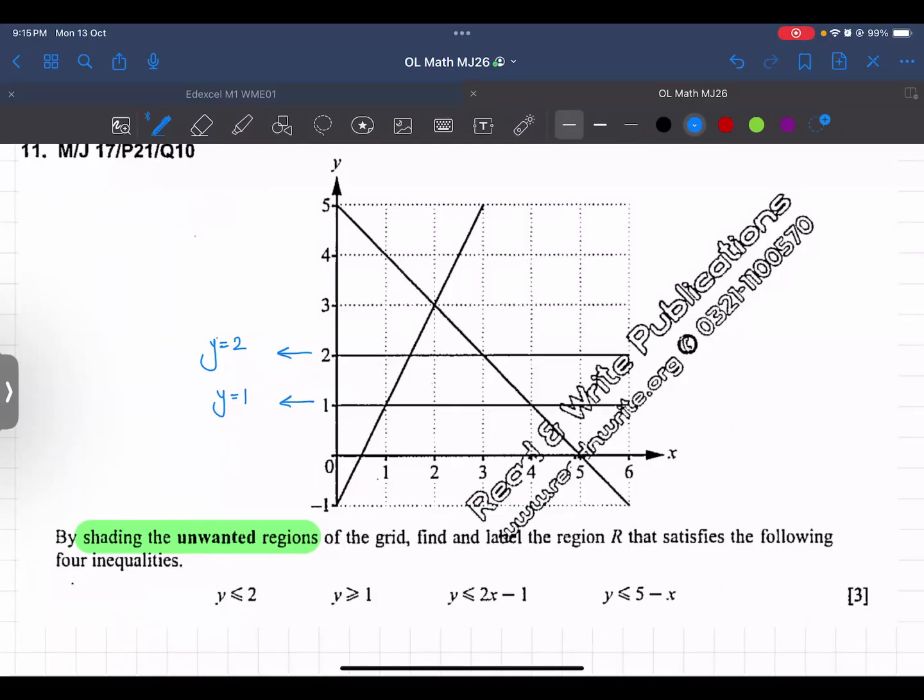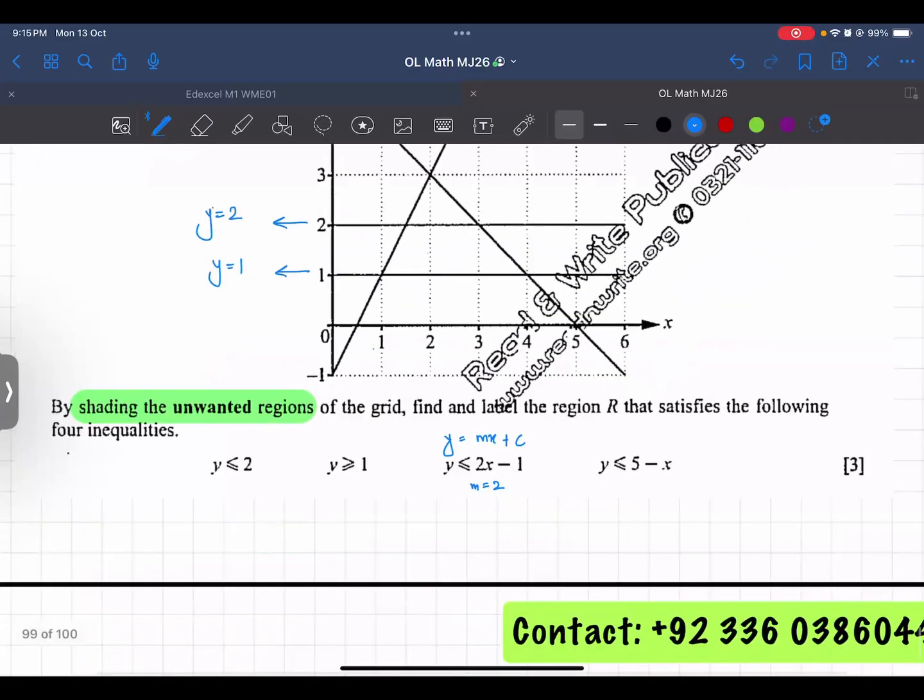And then if you look at this one, this has a positive gradient. Your gradient is 2, y is equal to mx plus c. And I told you if your gradient is positive, then it is an upward slope. The line would be tilted to the right side.